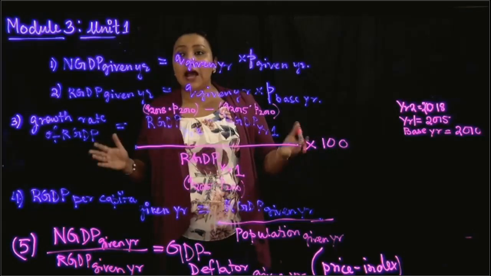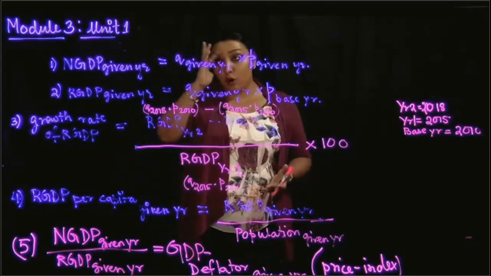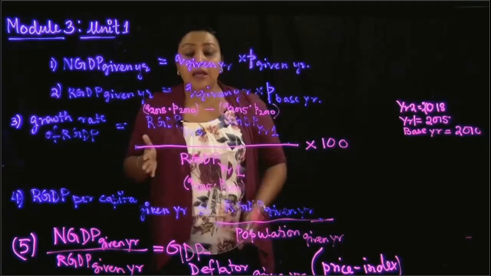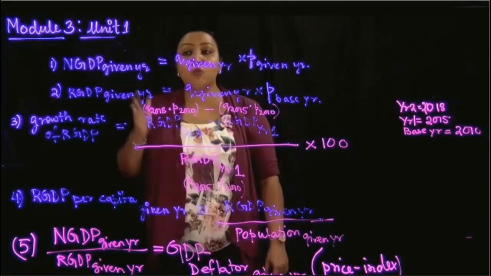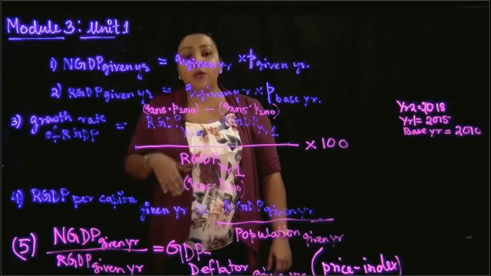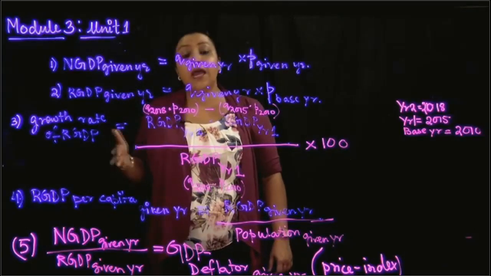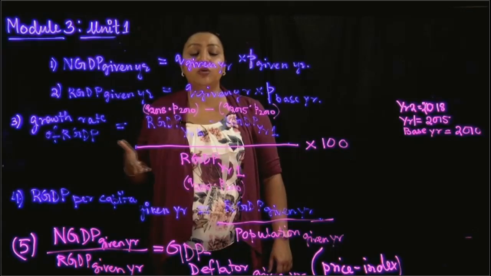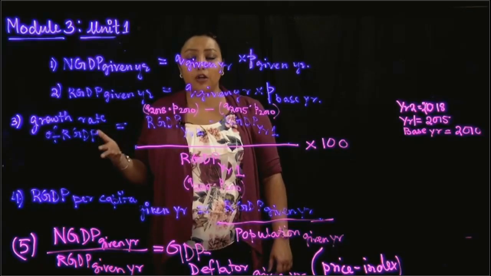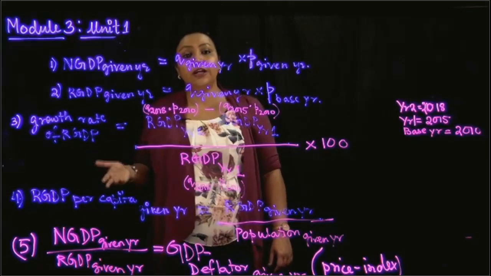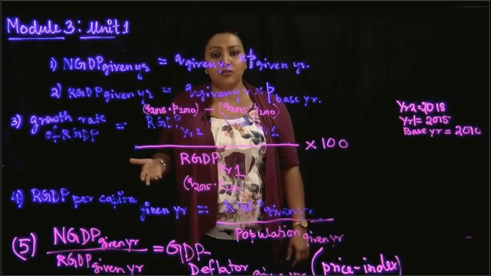So with that, I have come to an end of module 3 unit 1. In the next video, we will go to module 3 unit 2, where we will talk about another indicator of the macroeconomy, the unemployment rate of the economy, which is an important indicator of the macroeconomic status of a country.